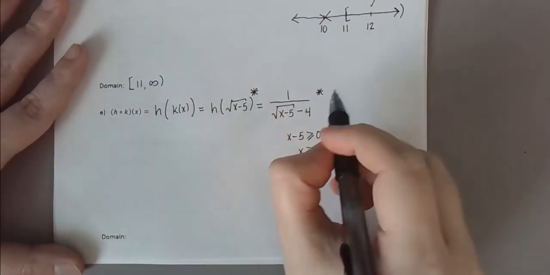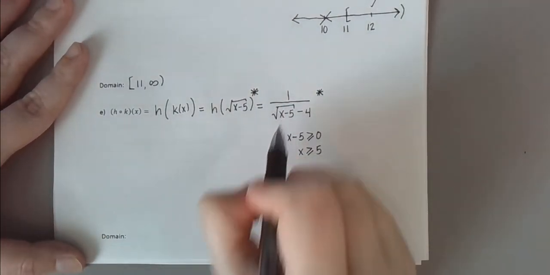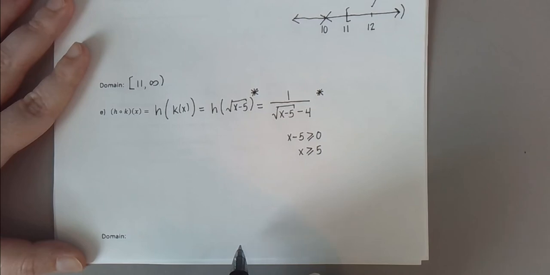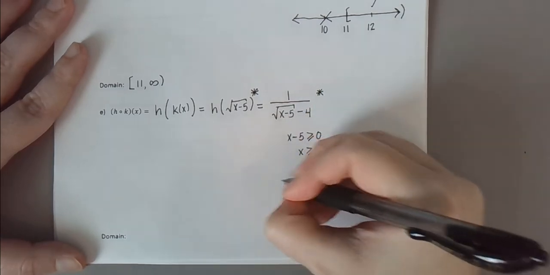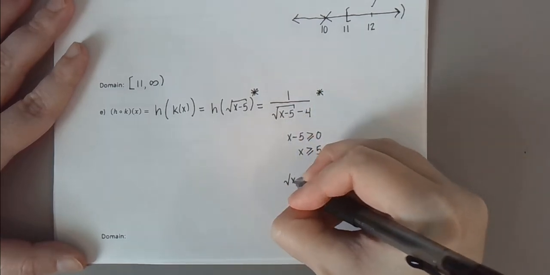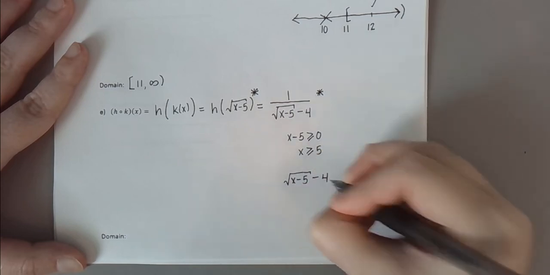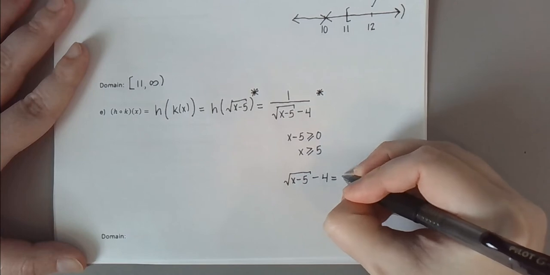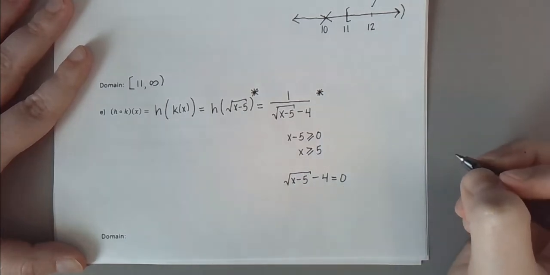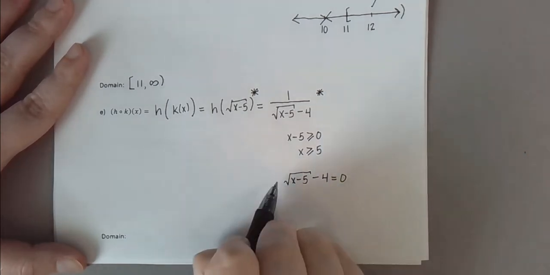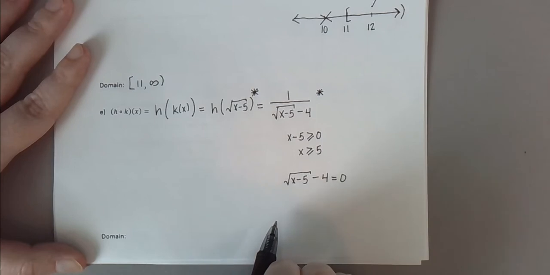Now we also need to make sure that this denominator is not 0. If it's 0, we've divided by 0 and we know that's not allowed. So what value or values would make this denominator 0? Well, assume that our denominator was 0. Assume what we don't want to happen did happen. How would that work out? What would x have to be to make that true?